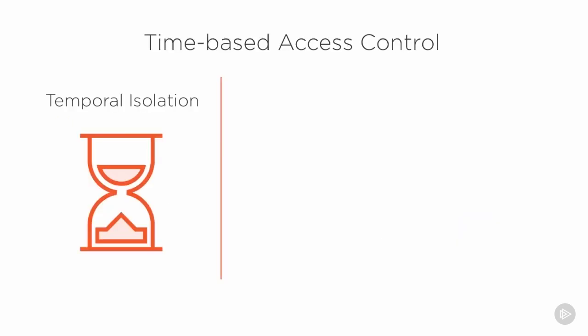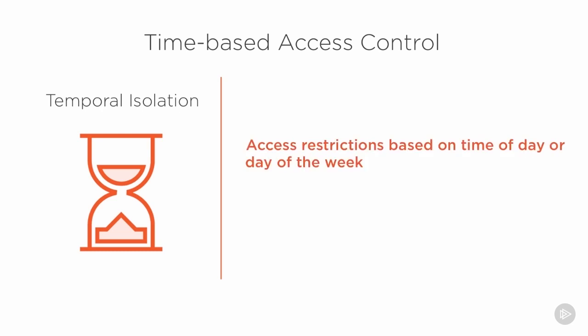We also discussed just a moment ago the idea of time-based access control. This is often called temporal isolation. It's where our access restrictions are based on time of day or maybe even day of the week. Does your access work 24 hours a day? Or perhaps a certain user's access is only good during normal business hours. Outside of normal business hours, they couldn't get in.